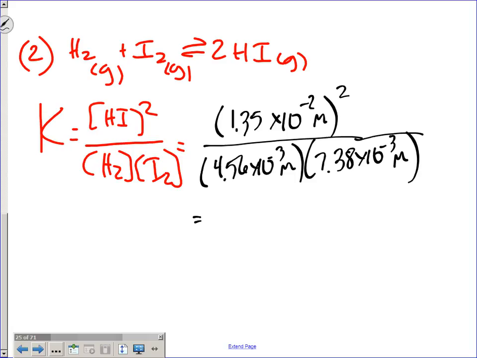Go ahead and set up the K expression on number 3. You do have to double up on some parentheses just to make sure.